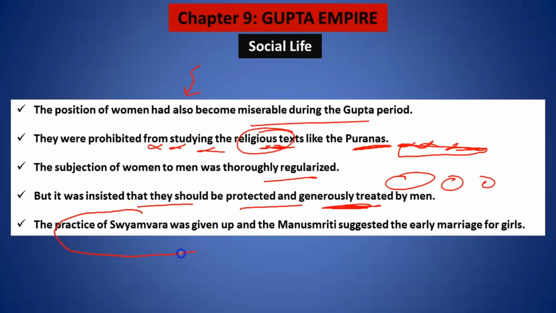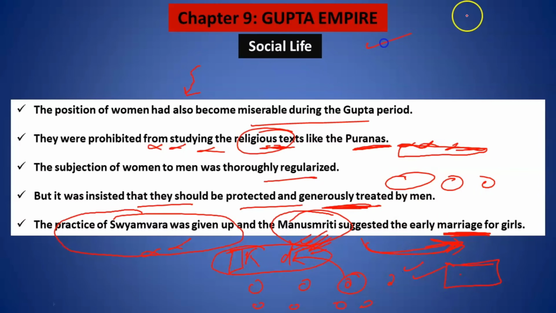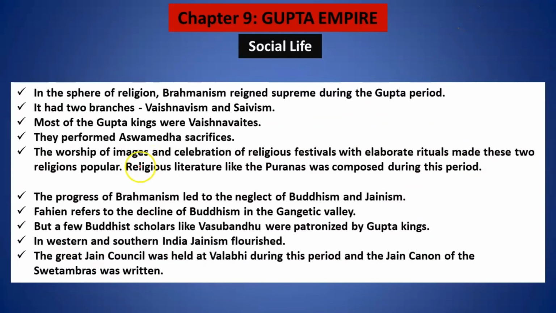Now this Swayamvar, what was practiced before, Swayamvar means, let's say there's a king, and let's say he wants his daughter to be married. So many princes will come over here, and they will have a competition. Who will win will get married to the daughter of this king. Now that was given up, and Manusmriti has suggested, this is also a writing in which it is mentioned that they should try to get their daughters married as early as possible. So we also see a case of child marriage starting during the Gupta Empire. I hope this is also clear.